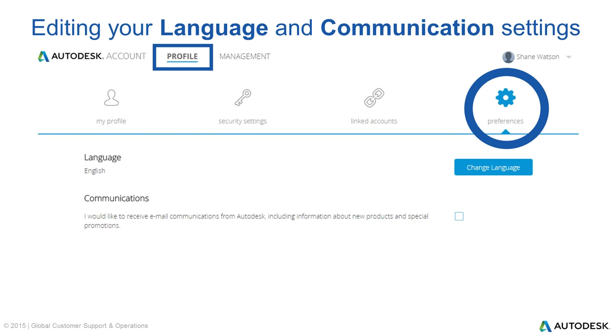Okay, so let's jump into exploring your Autodesk profile and making sure all of your user information is correct. Let's start with your language preference. You can choose in which language you'd like to use your Autodesk Account, and again, those 14 languages we mentioned earlier in the presentation are available, and any communications will be sent in the language you select. You can also opt in or out to receive email communications from Autodesk here. This would include information about new products and promotions.